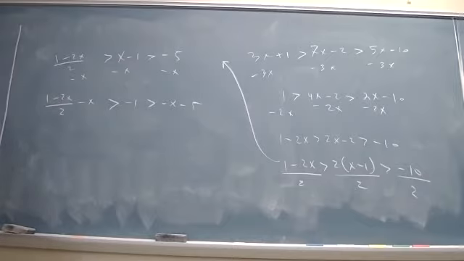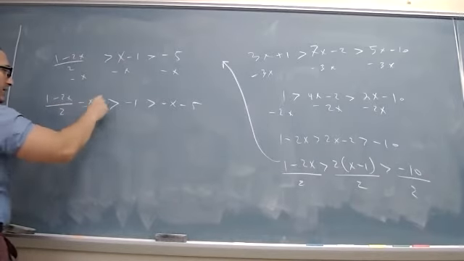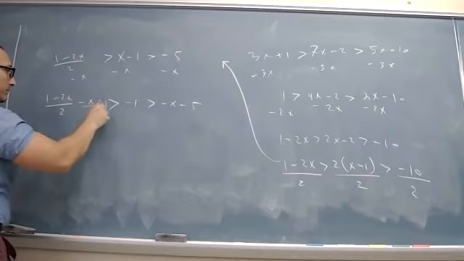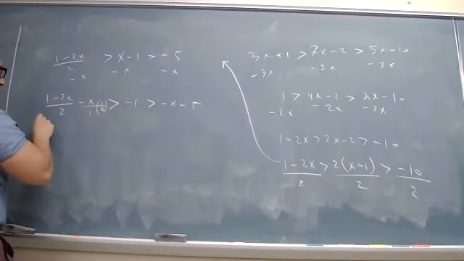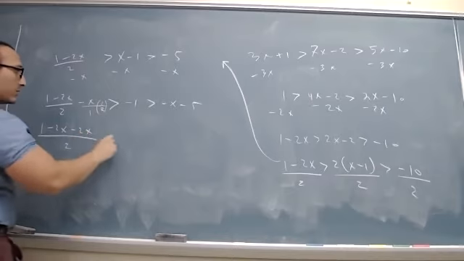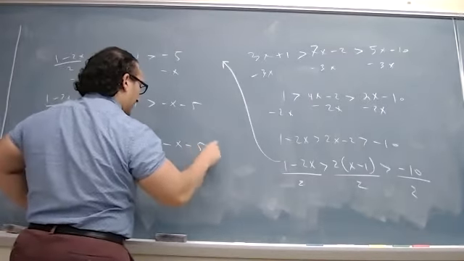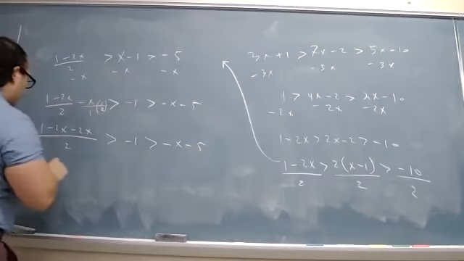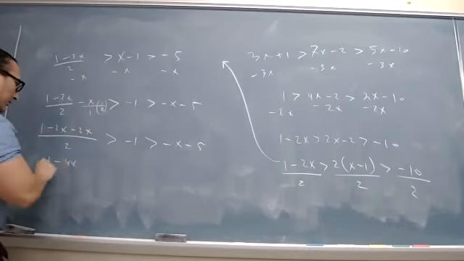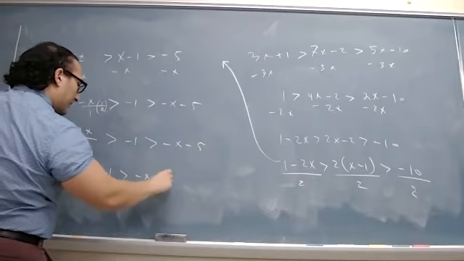Okay? So then when I multiply both sides, top and bottom, by the fancy number 1, 2 over 2, this becomes 1 minus 2x minus 2x all over 2 is greater than negative 1, which is greater than negative x minus 5. And this gives me 1 minus 4x, everything all over 2, greater than negative 1, greater than negative x minus 5.